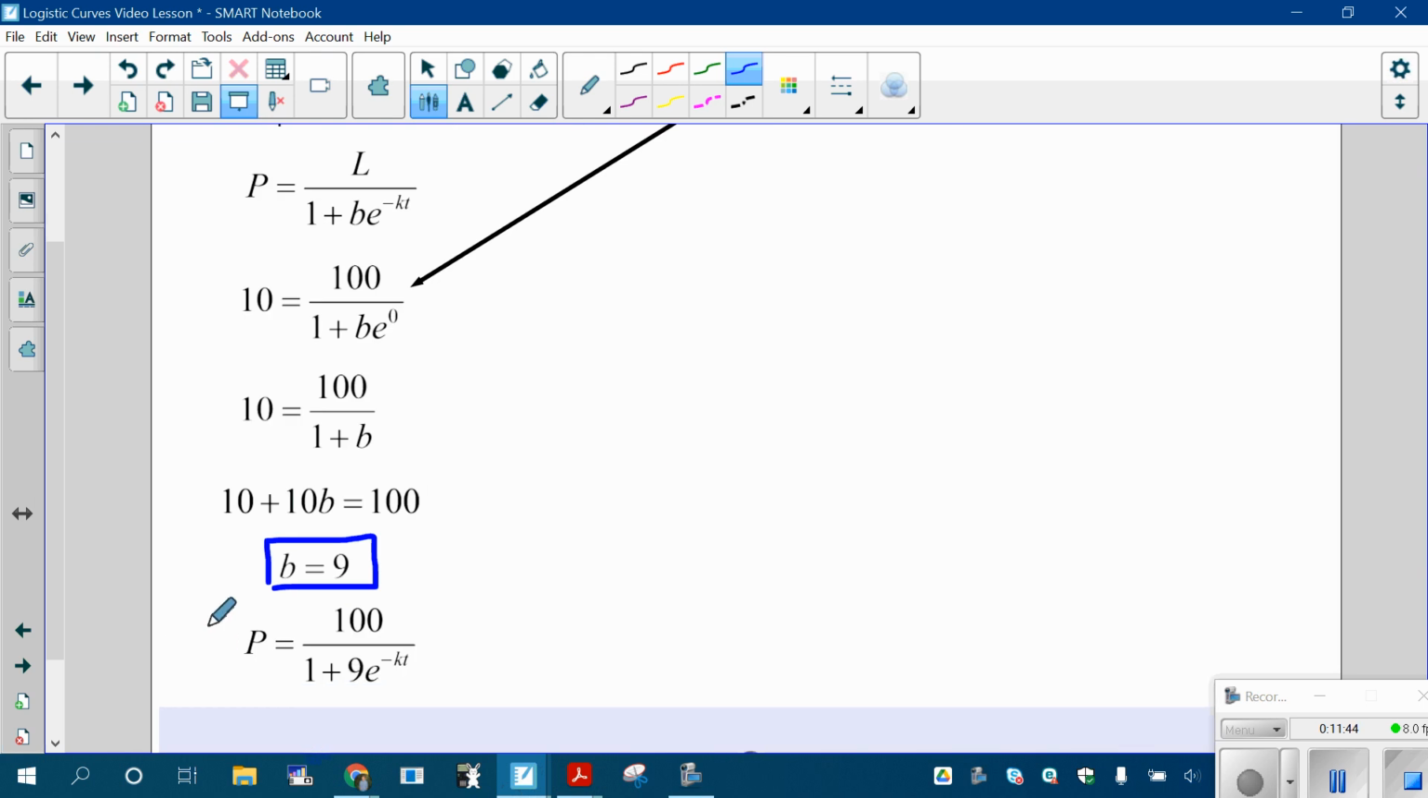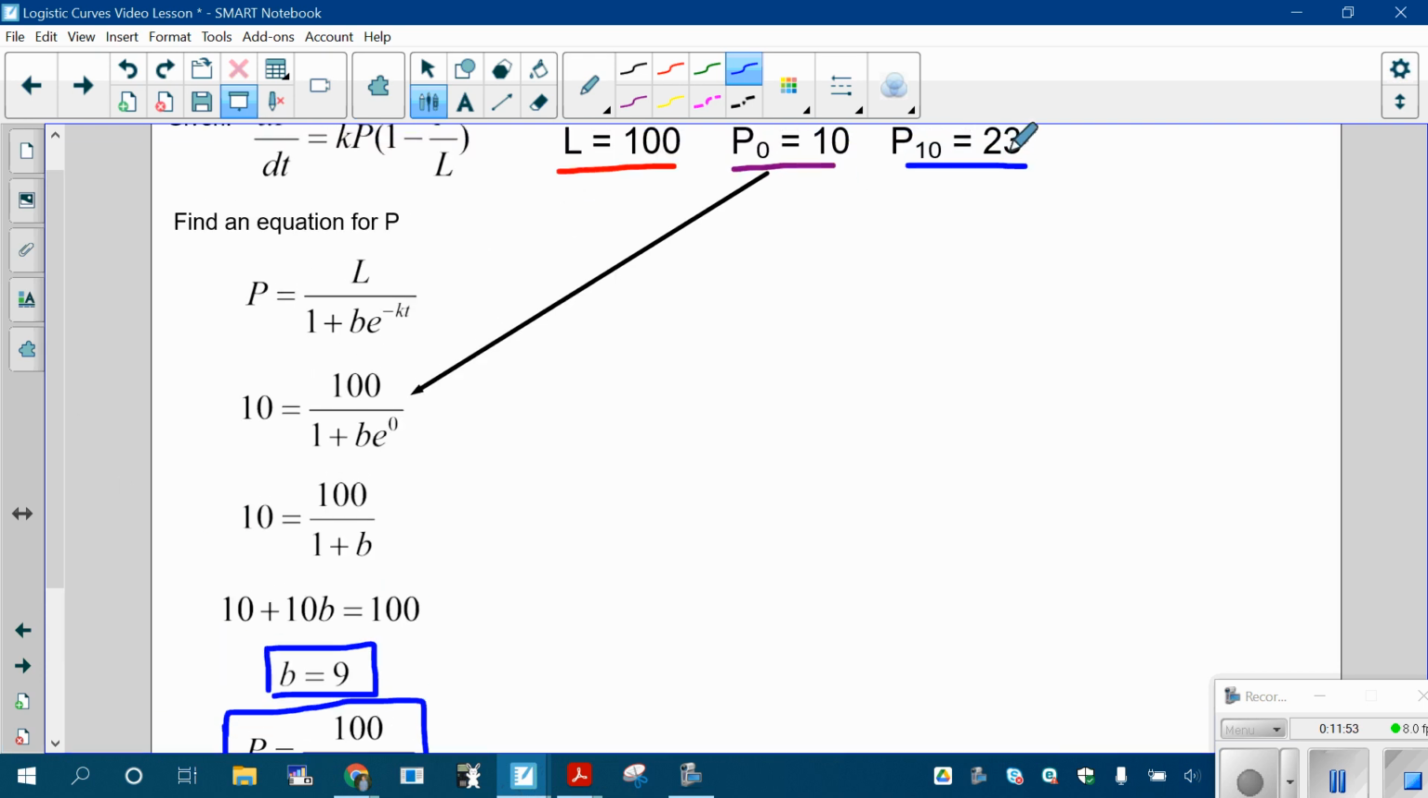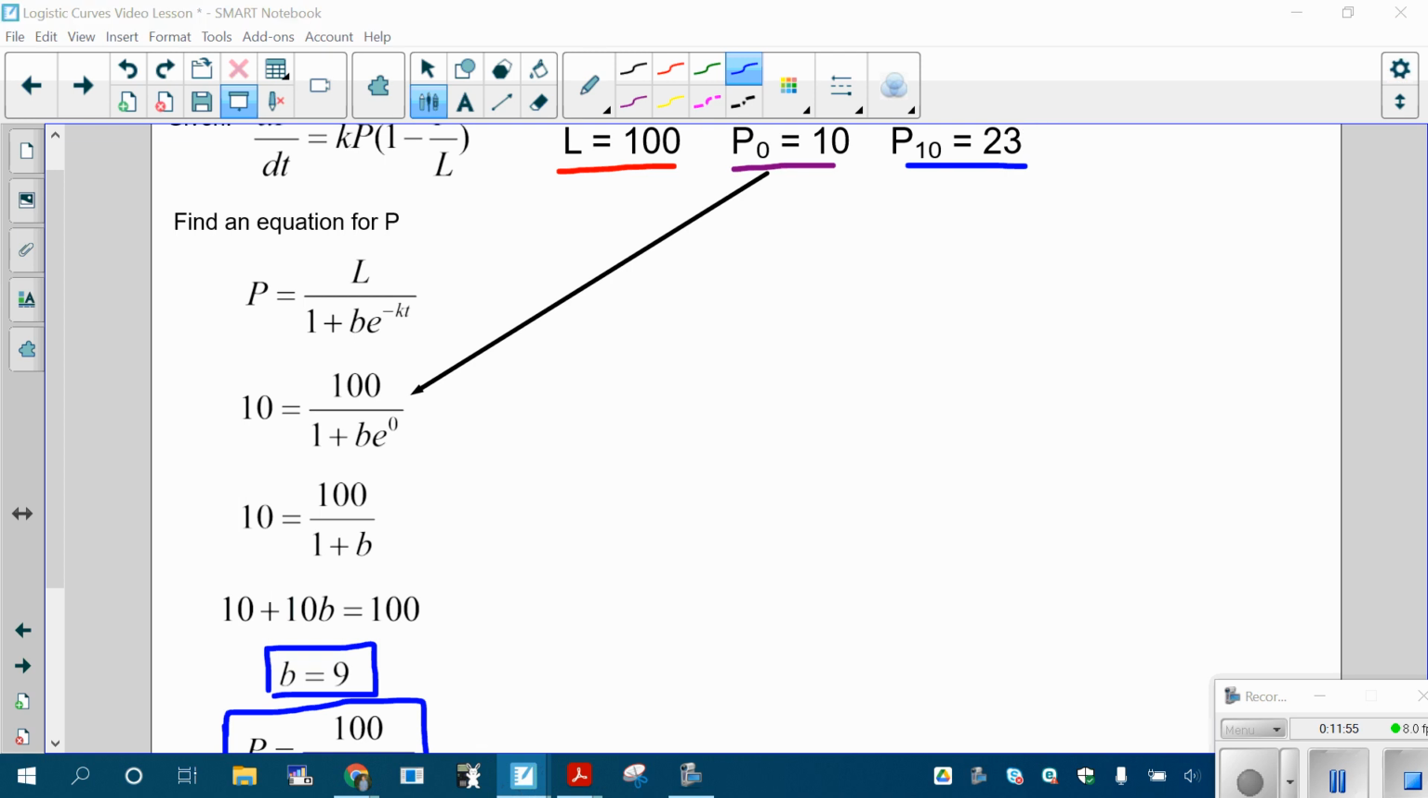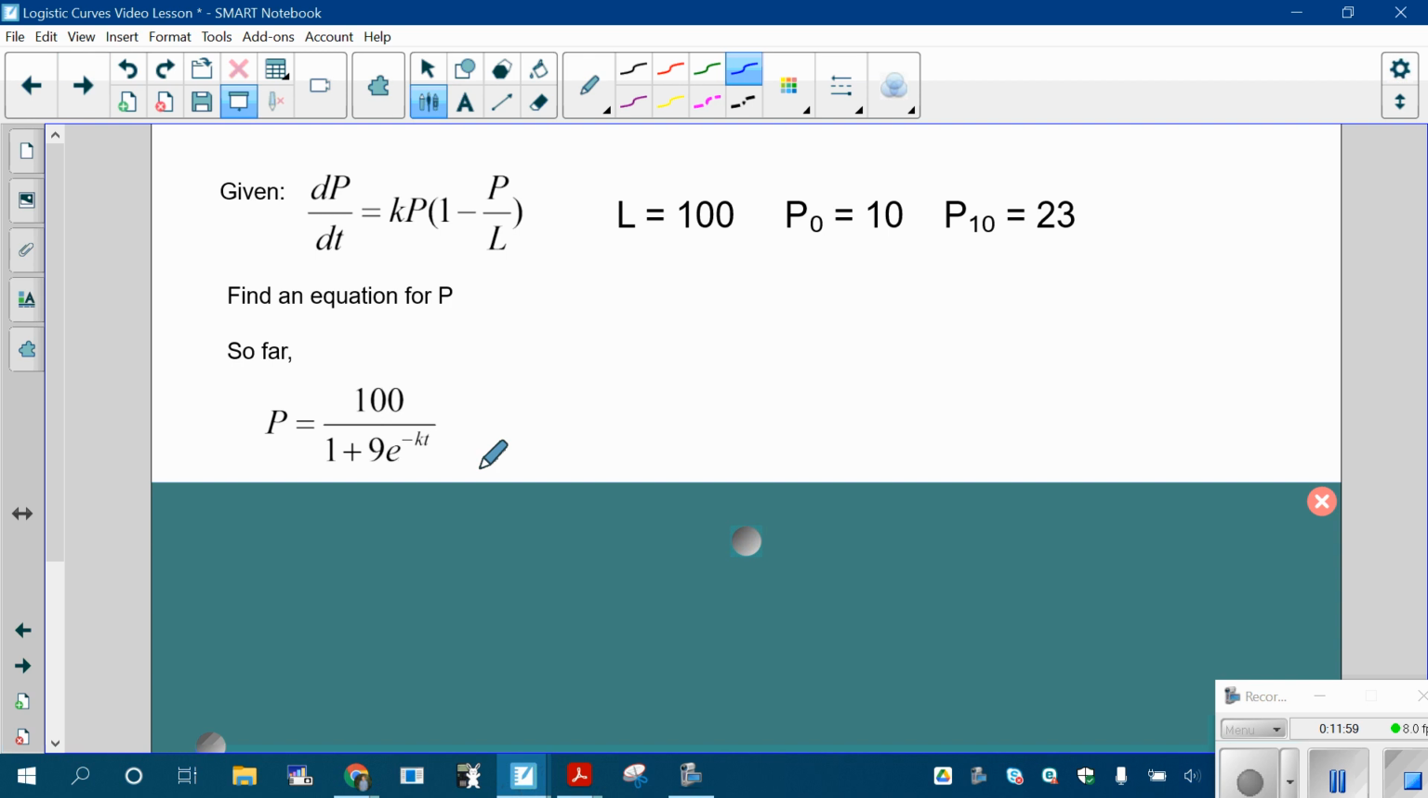Now my logistic model for this bear population looks like this. What do I not know? I still don't know the k, but that's okay, because I still have another point that I can plug in. So I'm going to grab that other point.